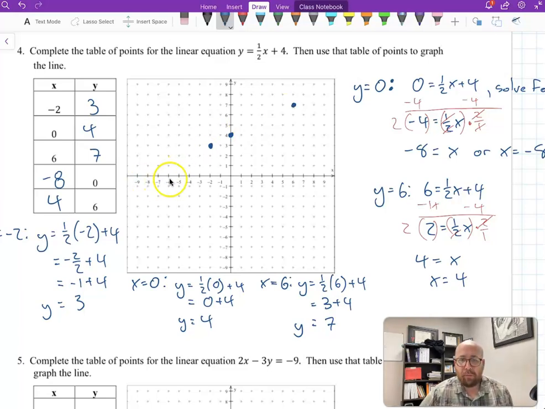Negative 8, 0. Negative 8 on the x-axis. Y is 0, so we're going to be on the x-axis. Negative 8, 0. And then we have 4, 6. X is equal to 4. Y is equal to 6.